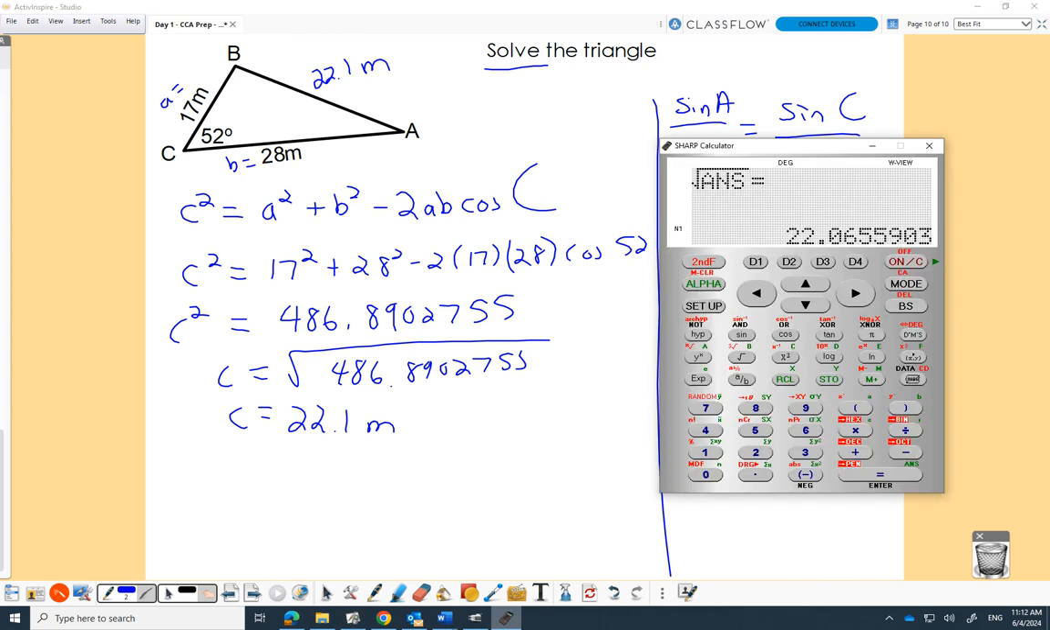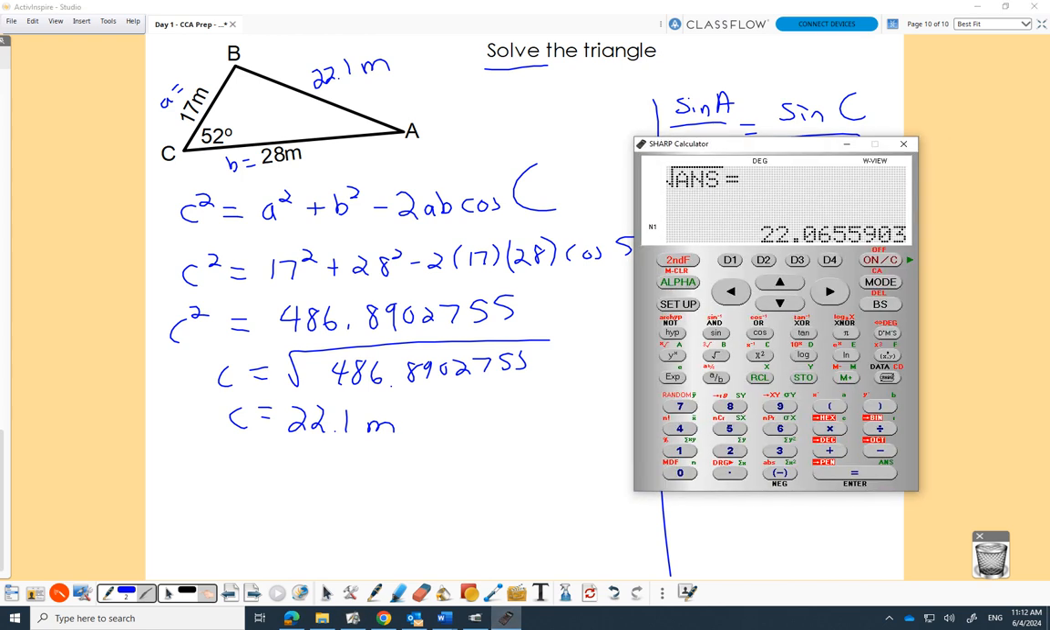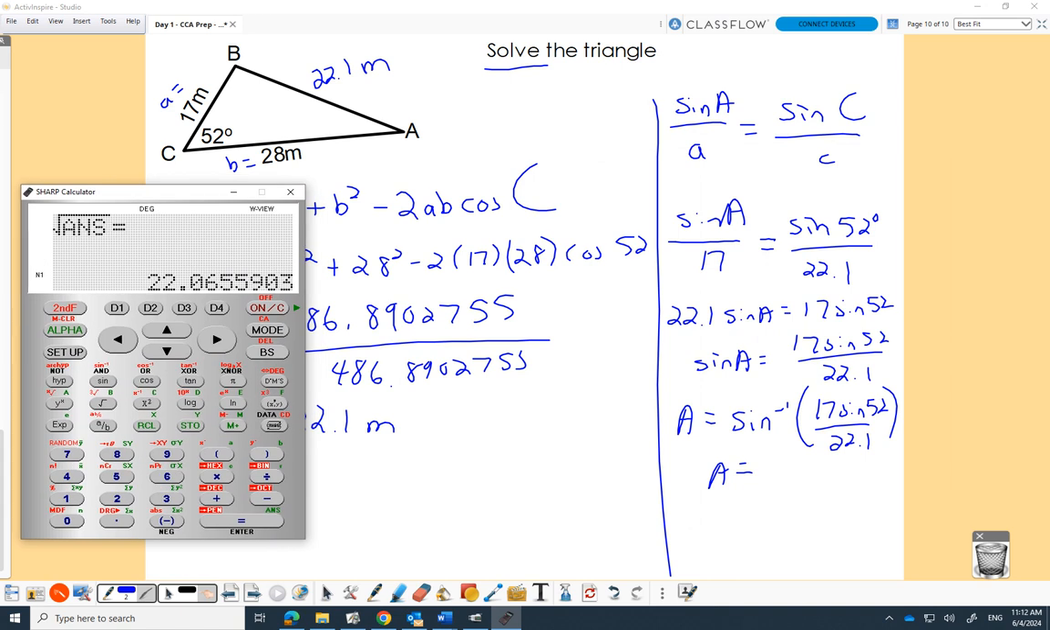But you don't have to do it that way. If that's confusing, just go ahead, like I did in the previous example, punch that in and you'll get 0.8642, whatever this mess is. And then you can sine inverse it after, if that makes more sense to you. But I want you to have both ways in your notes. 17 sine 52 over 22.1.